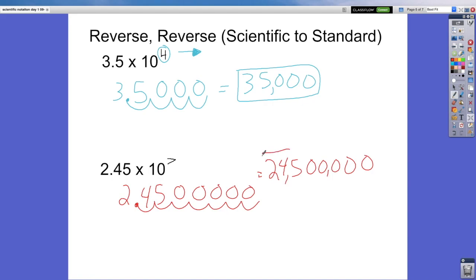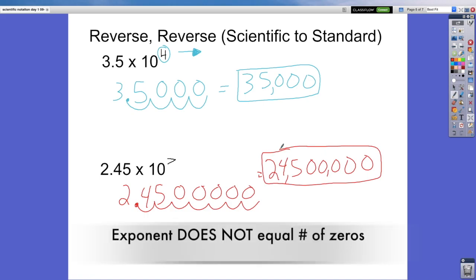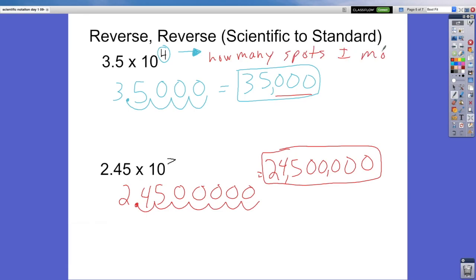Which actually brings me to an interesting point. I just said 5 zeros. One of the biggest mistakes that people make is they think the exponent tells me how many zeros. Sometimes that is true. But in this one, it's not true. Look, I had an exponent of 7, and I only had 5 zeros. This time, it's not true either. 4 zeros is what maybe some people might think, but I only used 3. So that does not mean how many zeros. It means how many spots I move my decimal point. Okay? Hope that makes sense.